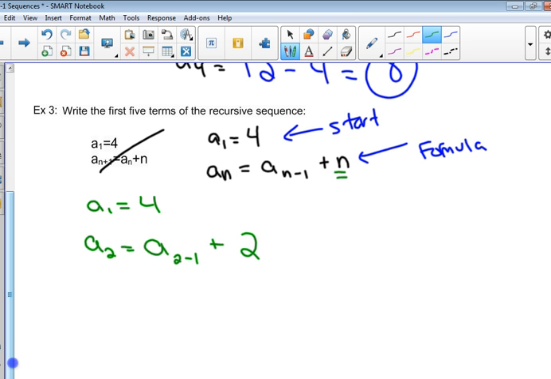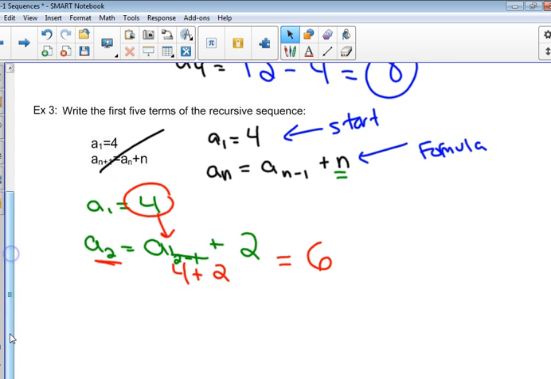2. That's one of the reasons why I like to show it all until you kind of get going with the pattern. Now, the 2 minus 1 can become 1. So what is a sub 1? 4. So we're going to take our 4, plug it in down here. So it becomes 4 plus 2, which is going to give us 6. So 6 is what the second term is.